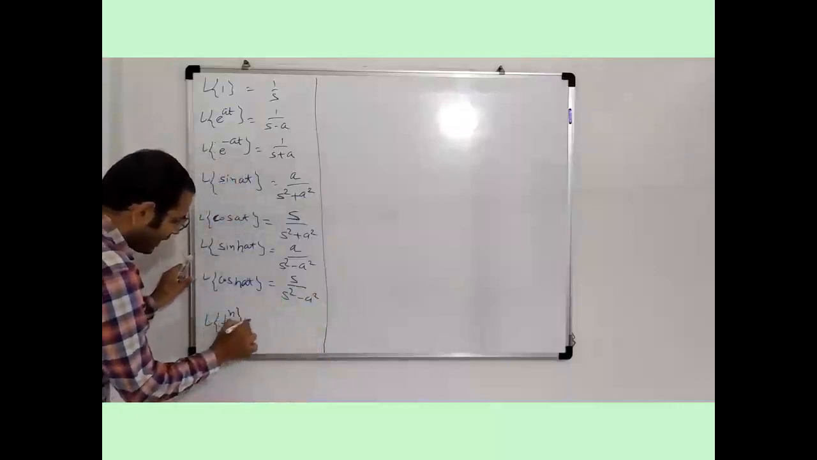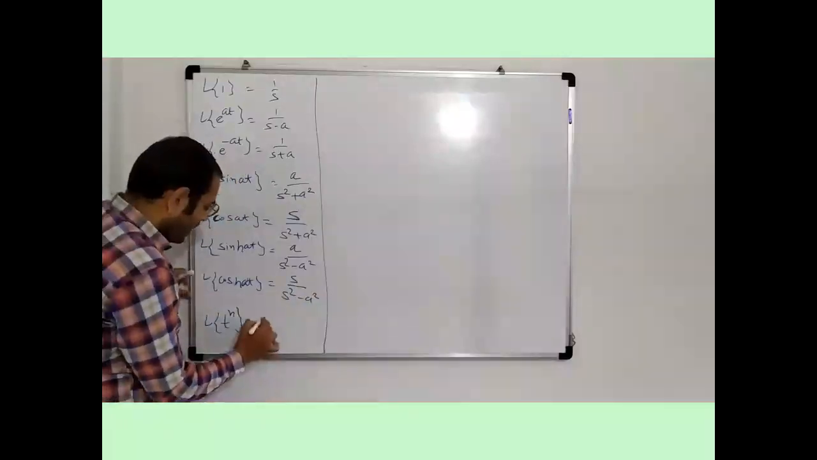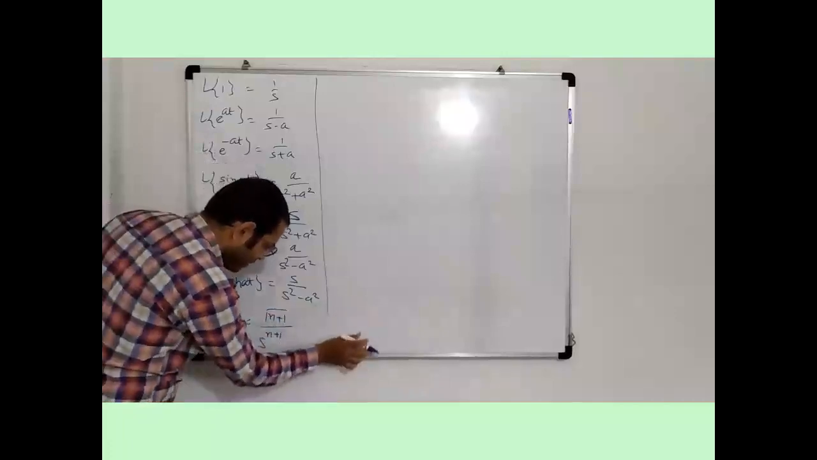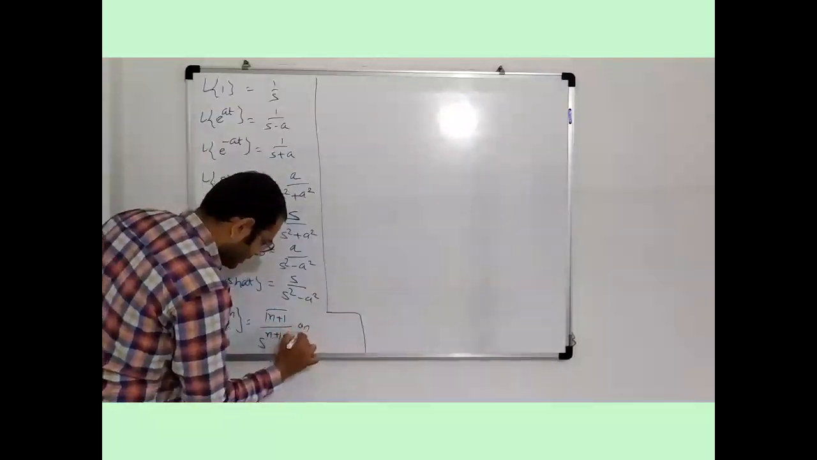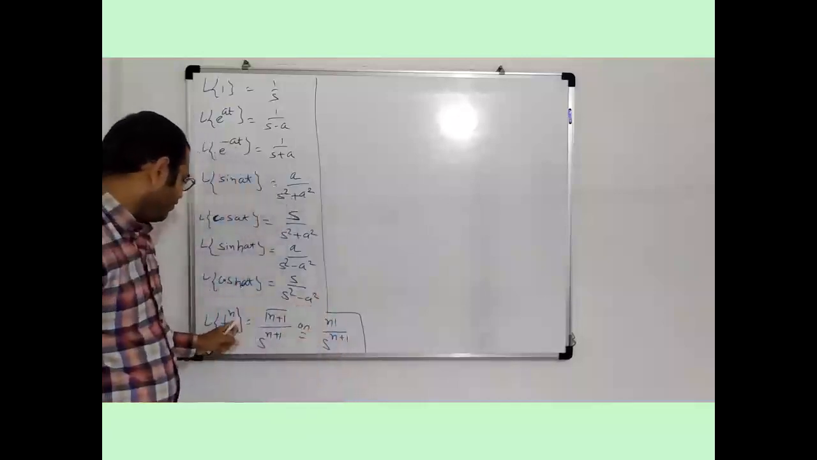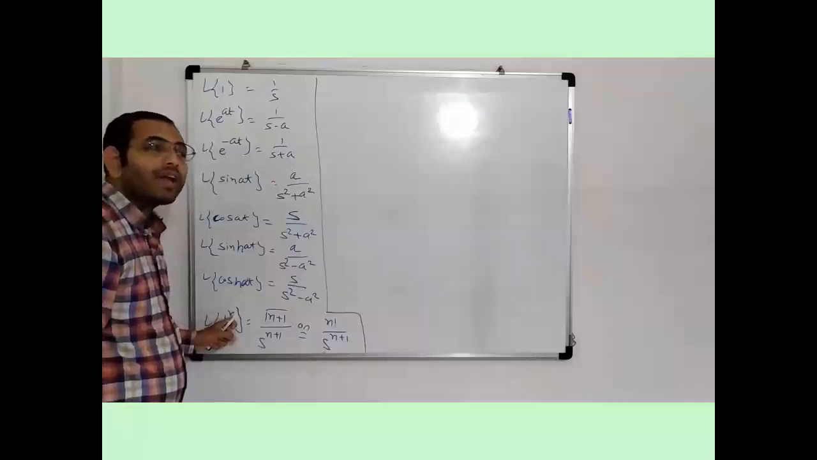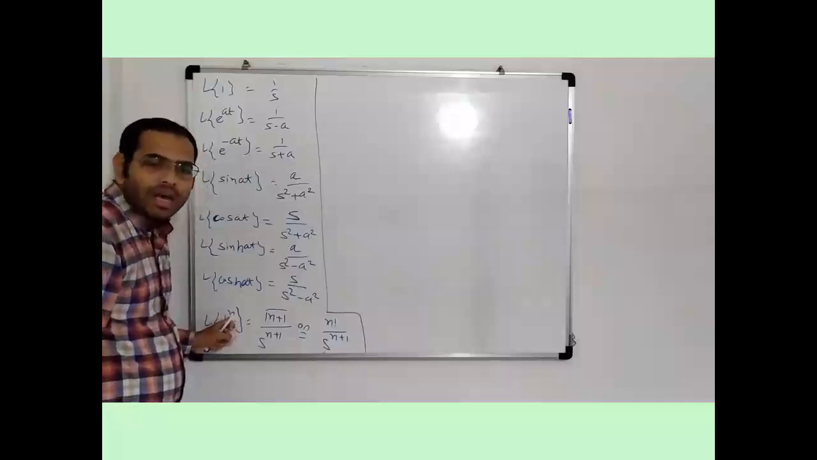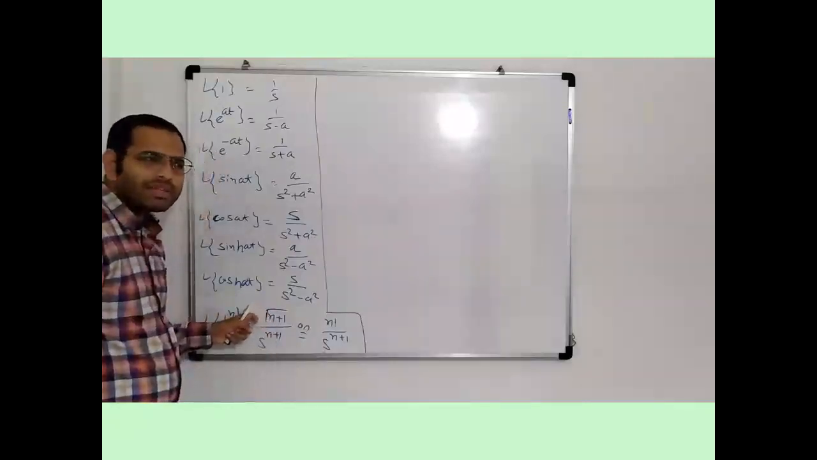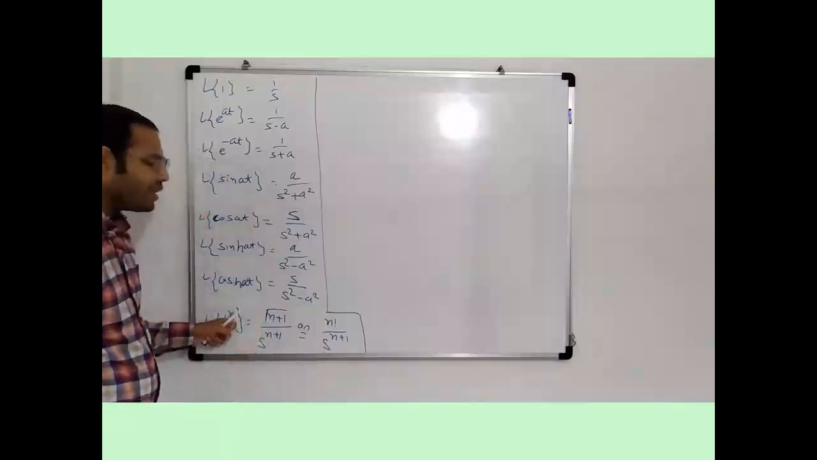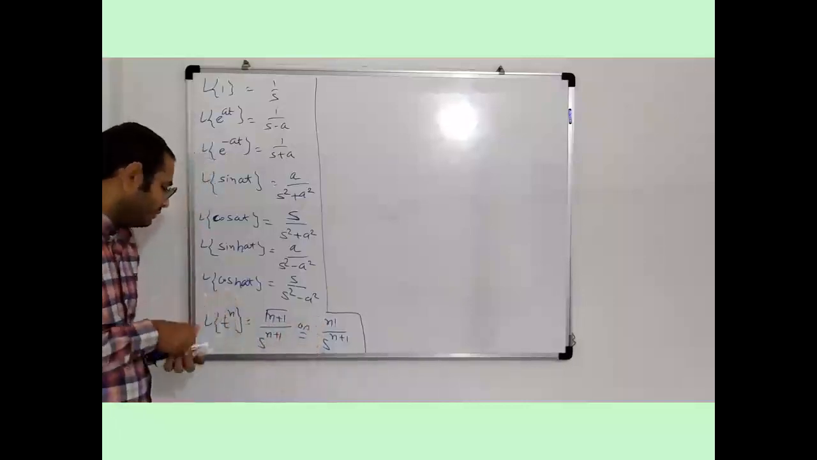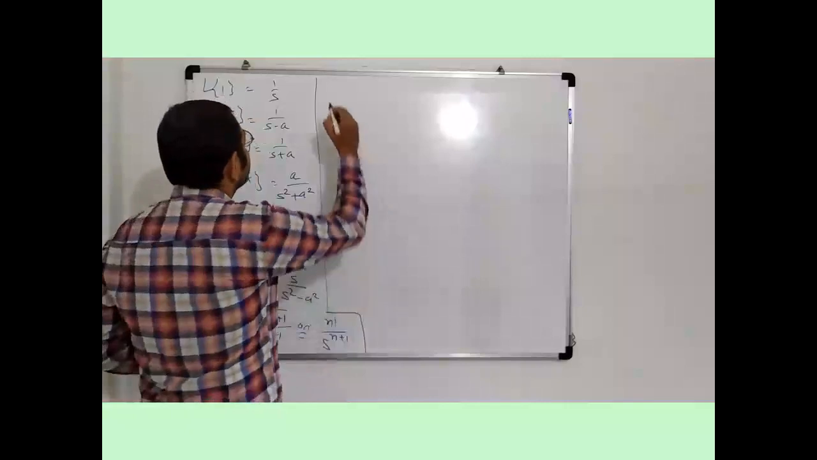Similarly, Laplace of t raised to n has two formulas: gamma n plus 1 upon s raised to n plus 1, and n factorial upon s raised to n plus 1. If t is raised to a fractional power, meaning p by q form, then we must use the gamma function, gamma n plus 1 upon s raised to n plus 1. If the power is an integer, then we must use n factorial upon s raised to n plus 1. Let's start with simple examples.